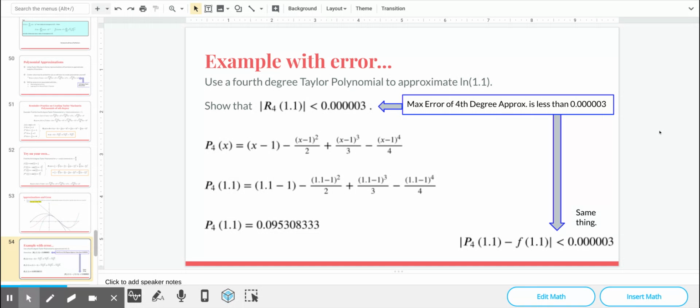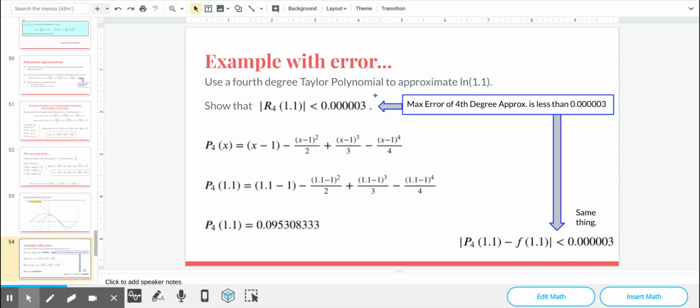Another way of saying the exact same thing, just different notation, is the absolute value of the fourth degree Taylor polynomial value at 1.1 minus the actual function. So if you could evaluate the actual function, which is the natural log, at the same input value 1.1, less than 0.00003. Right. Again, notice the absolute value because we're talking about a max error on either the plus or minus side. Okay.